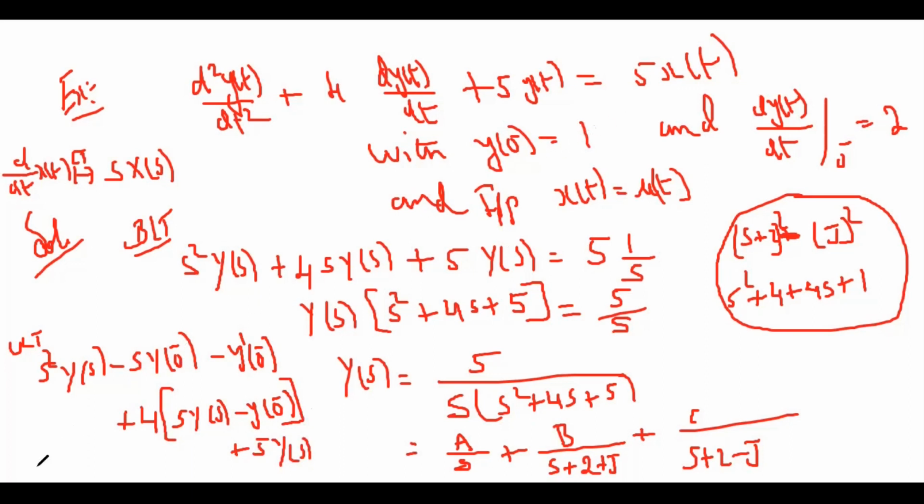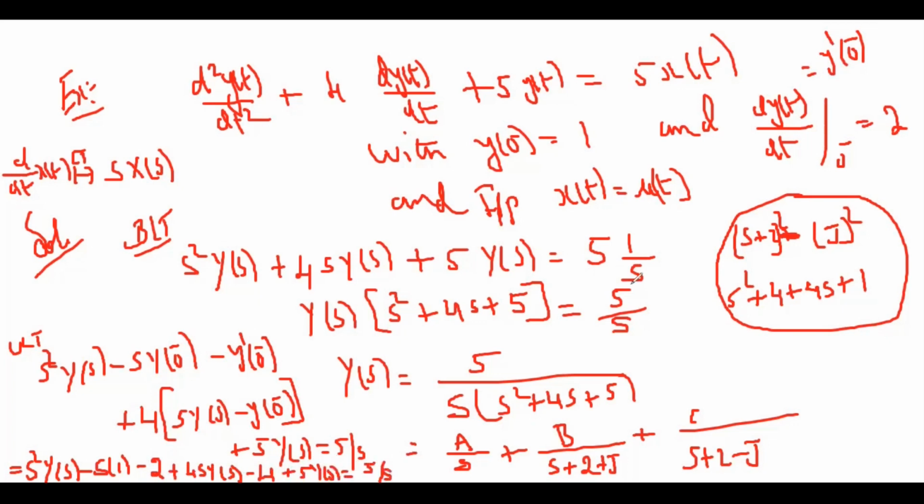1. Okay. And this equation is equal to 5 by s because x of s is equal to s square y of s minus s into y of 0 minus, which is given as 1, minus y dash of 0 minus, which is 2, plus 4 into s y of s minus 4 y of 0 minus, which is 1, so minus 4, plus 5 y of s is equal to 5 by s.